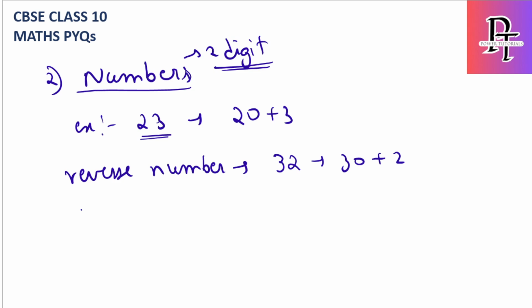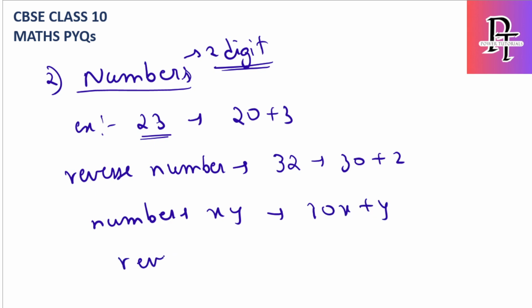Suppose I am assuming the 2-digit number is xy. Xy means x is the tens place and y is the ones place, that is the units place. This can be written as 10x plus y. If I say reverse number, it becomes yx, that is 10y plus x. So this you have to remember. Original number is 10x plus y. Reverse number is 10y plus x, if we are considering x as tens place and y as units place. We'll see one question, then you will clearly understand.